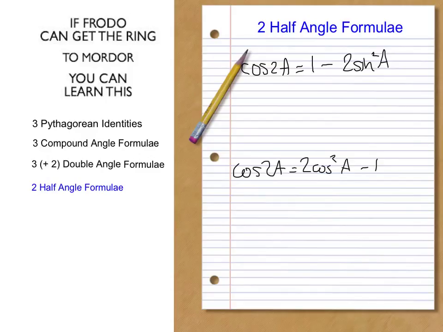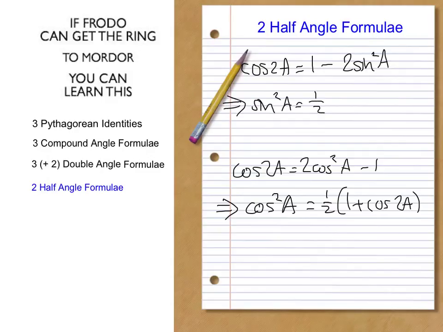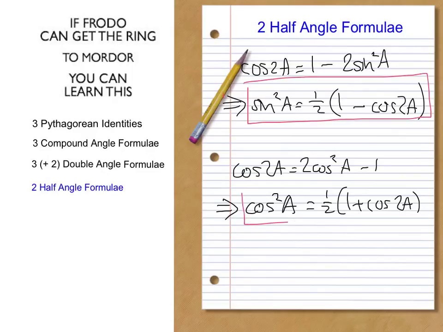And if you rearrange these two, you can have the half angle formulae, cos squared A is a half of 1 plus cos 2A. You should be able to do that algebra, rearranging that. Or sine squared A is a half of 1 minus cos 2A. So these are your half angle formulae. Sine squared A is a half of 1 minus cos 2A. Cos squared A is a half of 1 plus cos 2A. And we mostly use those in integrating. You do sometimes use them in trig, but mostly in integrating.